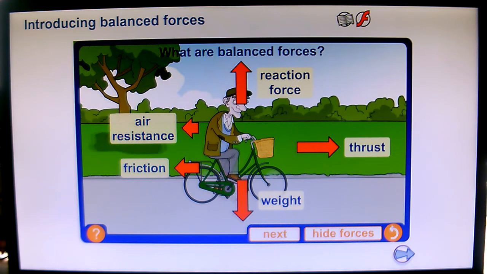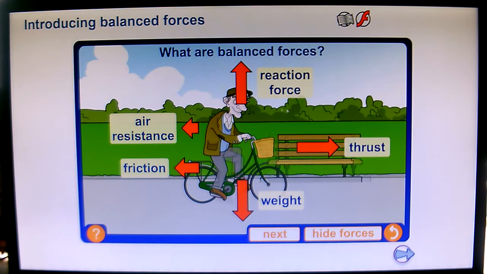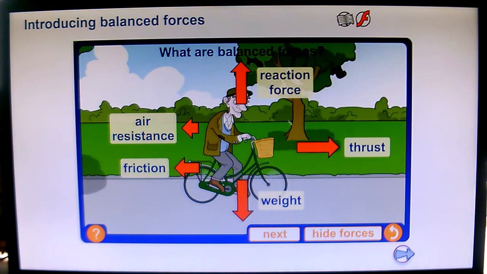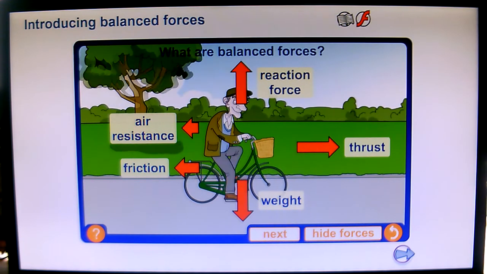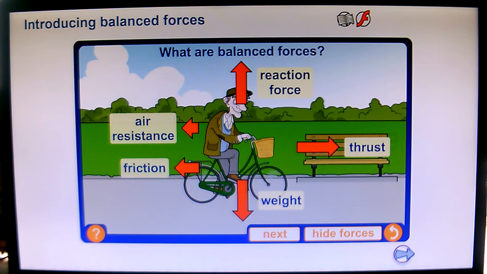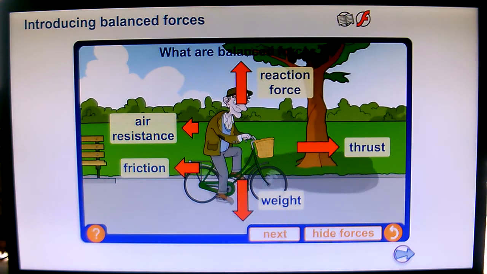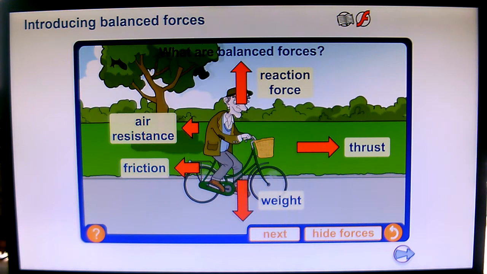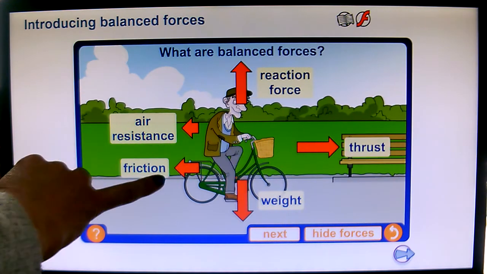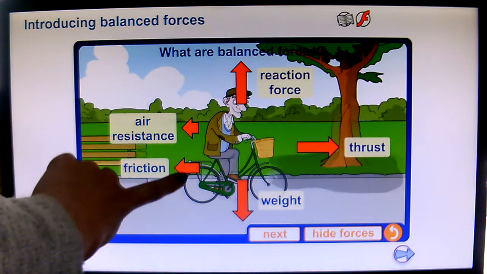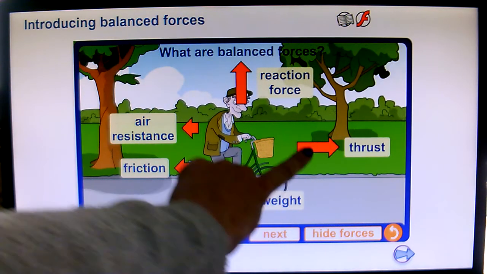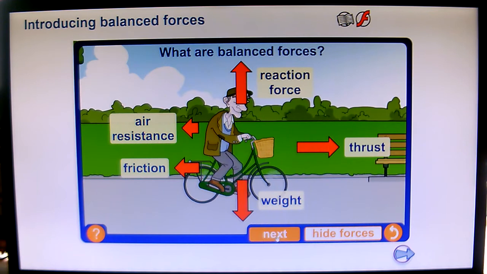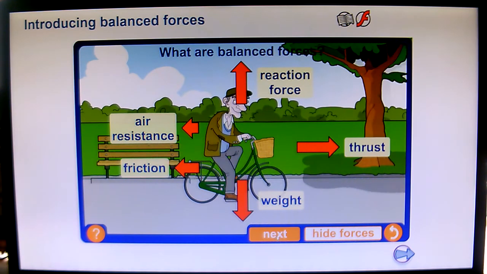Now, if these are all balanced, then the man on the bicycle is going to carry on moving at the same speed. If he was stopped and the forces were balanced, then he would stay stopped. But because he's moving, if we added together the air resistance and the friction, these two added together would equal the same value as the thrust arrow. So in this case, he is continuing at the same speed. That's the other effect that balanced forces can have.